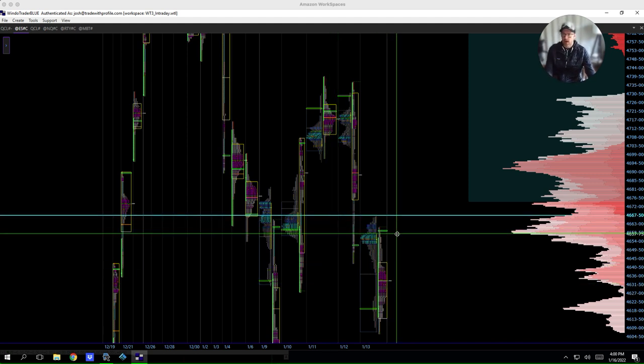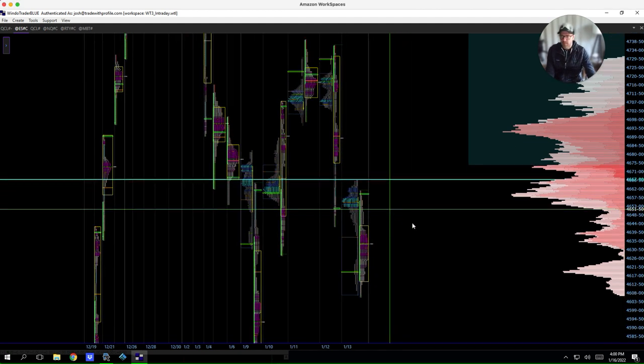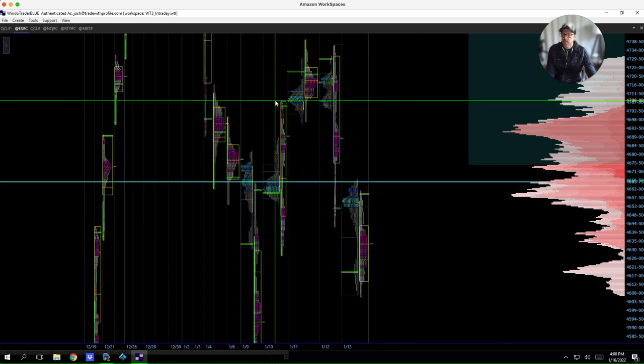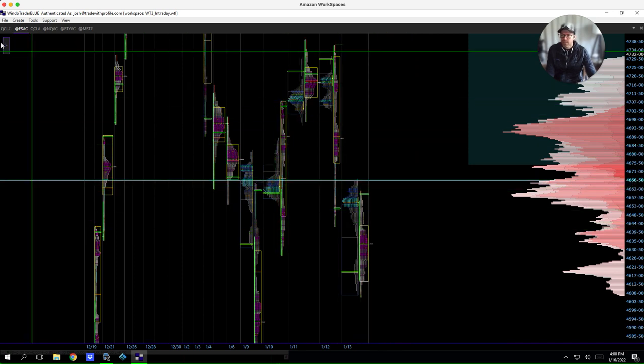So I'm starting here with a really simple setup. We're about to open with Globex. That's why you can see some price moving here. But let's walk through what exactly it is that we're seeing.